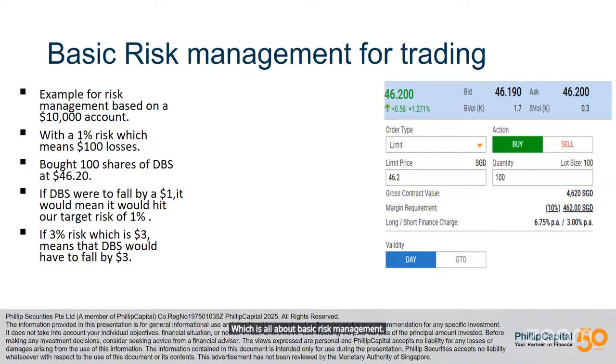So here we'll show an example, based on one of the counters that we have, which is DBS, for a risk management based on a $10,000 account. So normally as traders, we would want to risk 1 to 3% of our account size when it comes to trading. Why 1% or 3%?